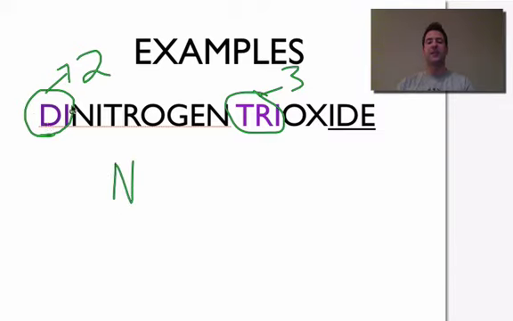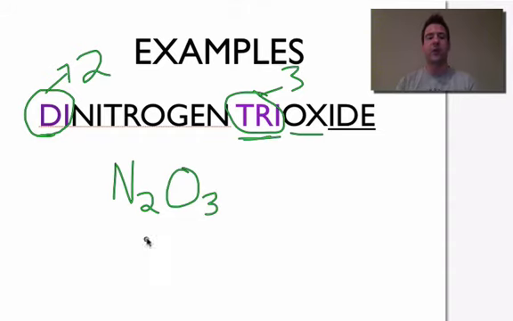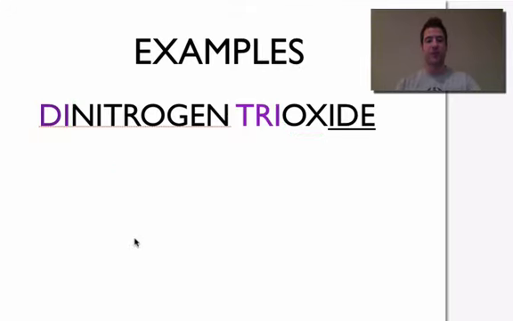Now I take this prefix, di, which is 2, and I use it as a subscript number. Now I look here at oxide. Well, we added the IDE, so I know that the base name is going to be oxygen. I find on the periodic table that the symbol is O, and then I look at the prefix, which is 3, so I write it. There we go. N2O3 is dinitrogen trioxide. If you tried this, I hope your answers were right.